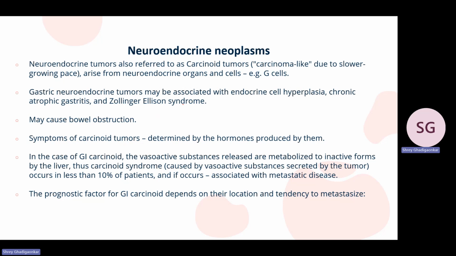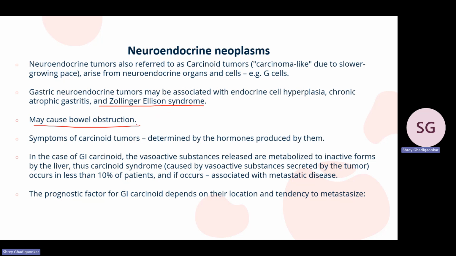Then you have neuroendocrine neoplasms. These are also referred to as carcinoid tumors, and they arise from neuroendocrine organs and cells, like the G cells, which produce gastrin. So gastric neuroendocrine tumors may be associated with endocrine cell hyperplasia, chronic atrophic gastritis, and Zollinger-Ellison syndrome, which is a tumor associated with gastrin production. These may cause bowel obstruction. However, that's usually common in most cancers associated with the GIT.